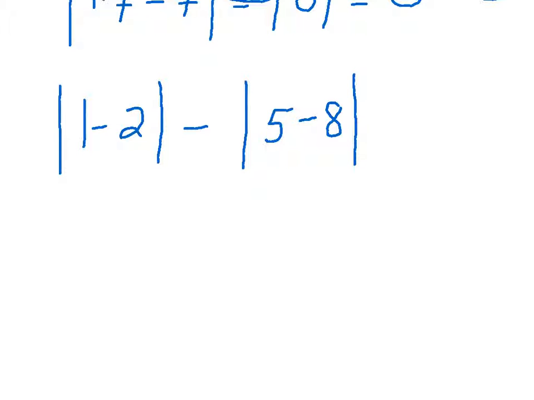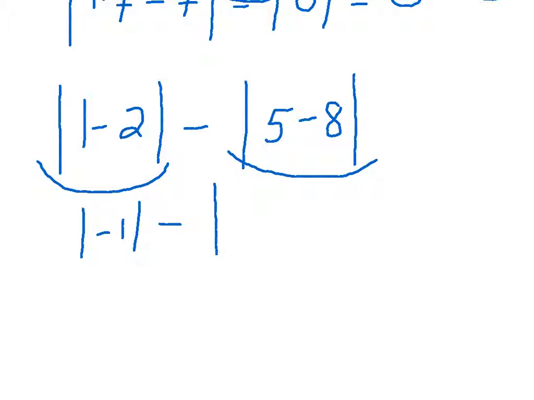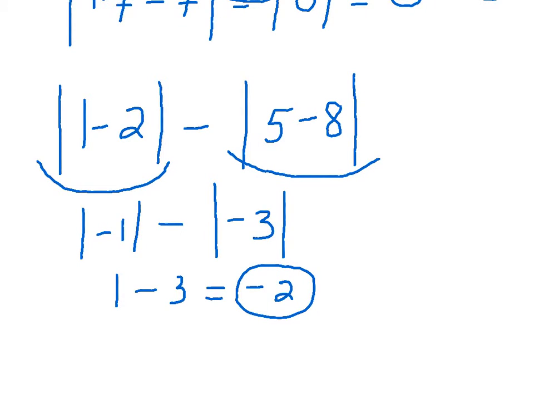Alright, this one doesn't really have nested absolute values, like absolute values inside absolute values, so we're just going to do that part out first. 1 take away 2 is negative 1. We're going to do this one next. 5 take away 8 is negative 3. And then we apply the absolute value to each of those numbers. The absolute value of negative 1 is 1. Can't change that subtraction sign. Absolute value of negative 3 is positive 3. And then 1 take away 3 turns out to be negative 2. Alright?